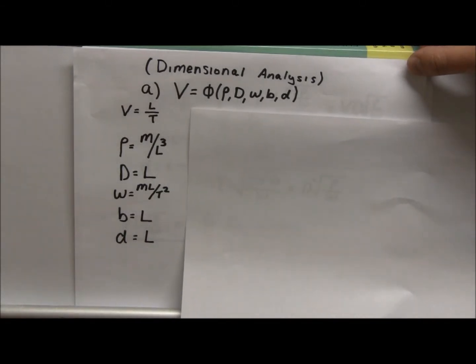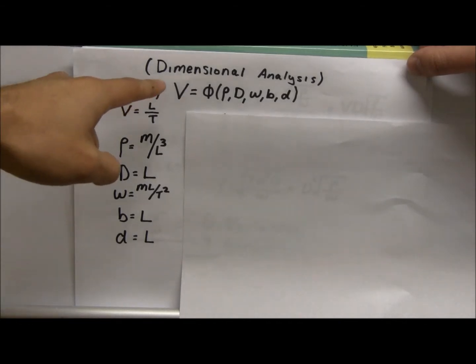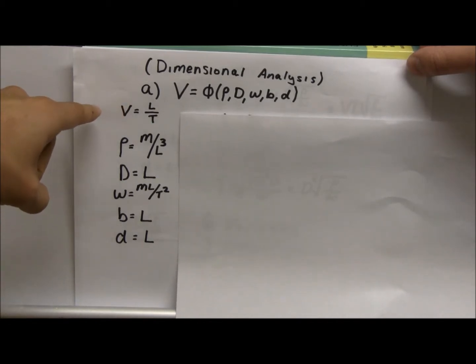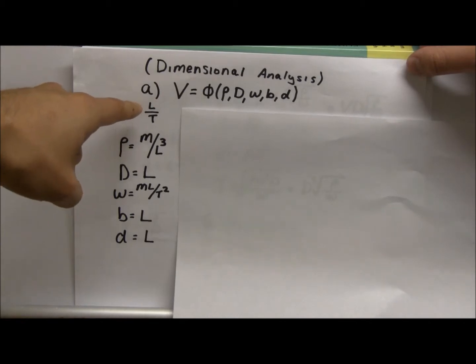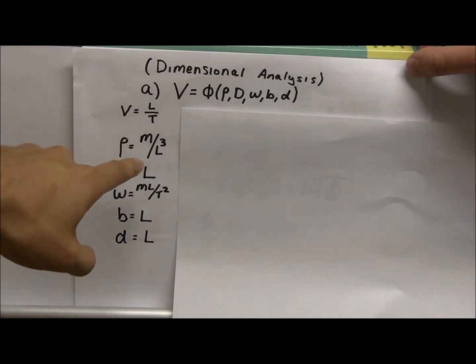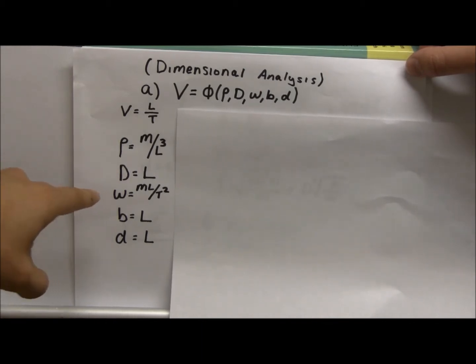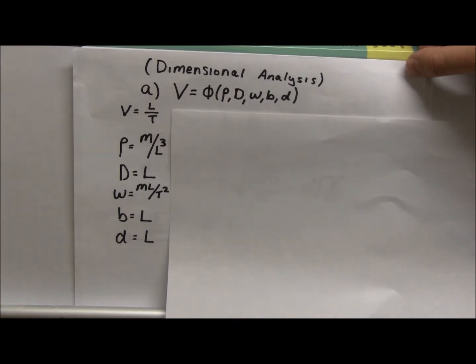So the first thing you have to do for dimensional analysis is look at your list of variables and determine the dimensions of the variables. For example, the velocity is a length divided by a time, the density is a mass divided by a length cubed, the diameter is obviously a length, the weight of the block is actually a force, and the dimensions of force is mass times length divided by time squared, and the width of the block is length, obviously, and the distance of the center line of the pipe to the ground is also a length.